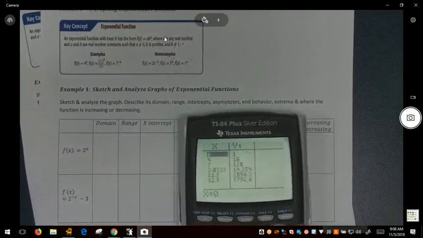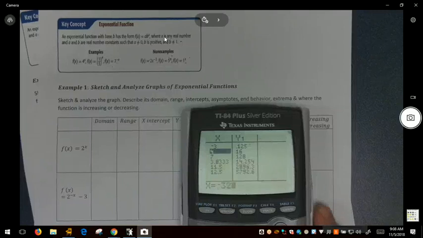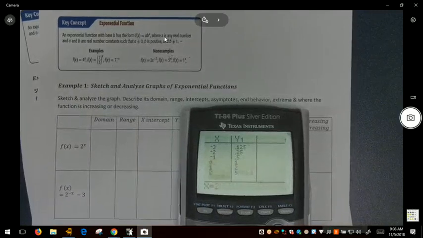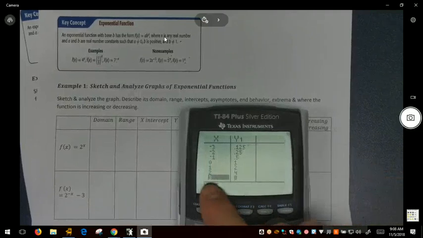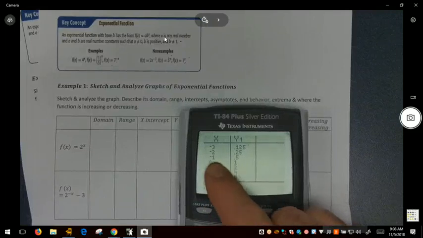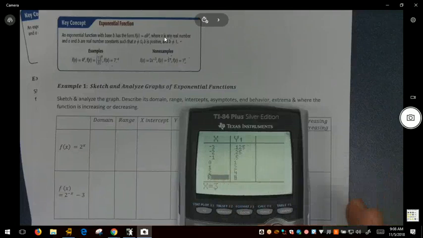If we were graphing this on a table by hand and wanted a more accurate sketch, we would do, and you've done this in Algebra 2, several different values. 2 to the third is 8, 2 squared is 4, 2 to the first is 2, 2 to the 0 is 1, 2 to the negative 1 is 1/2, 2 to the negative second is 1/4, 2 to the negative third is 1/2 cubed, which is 1/8.